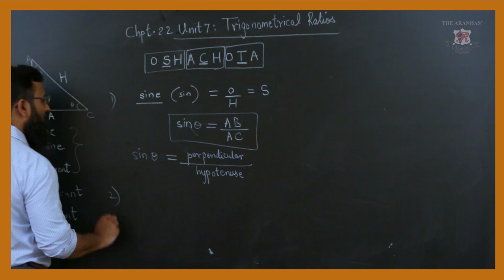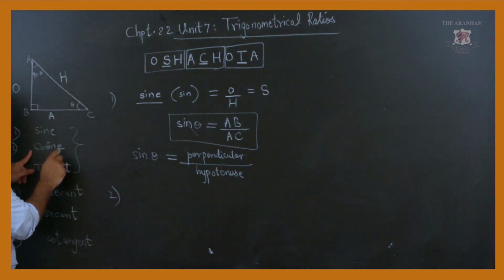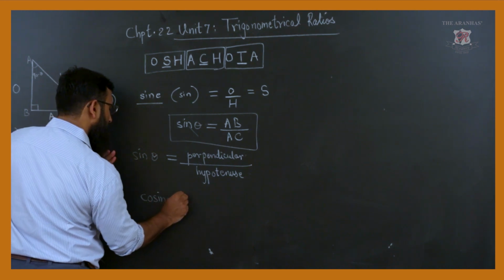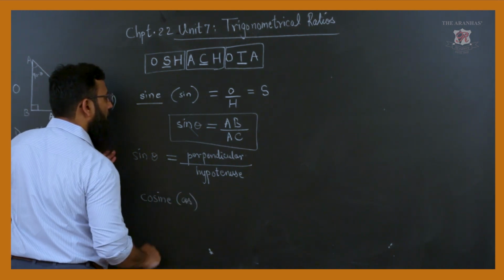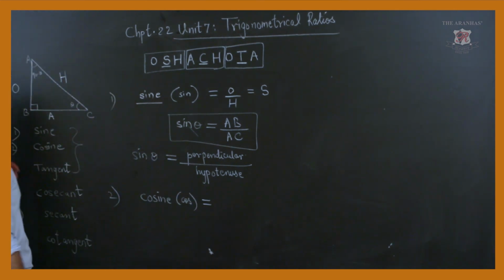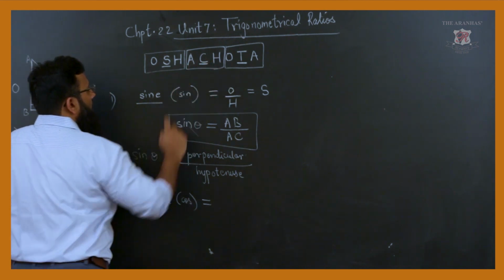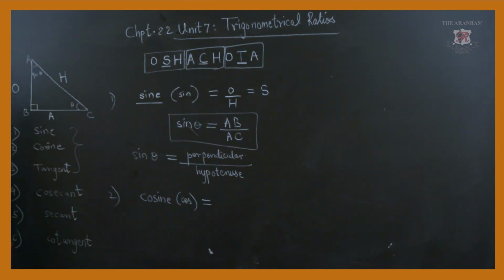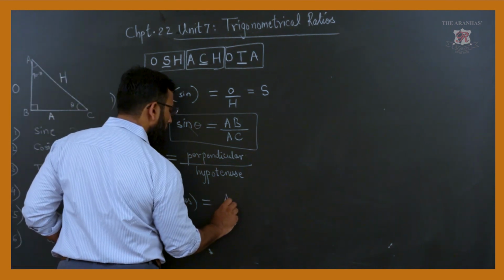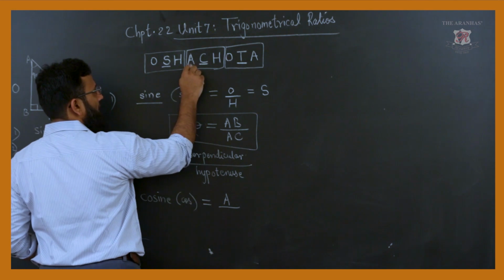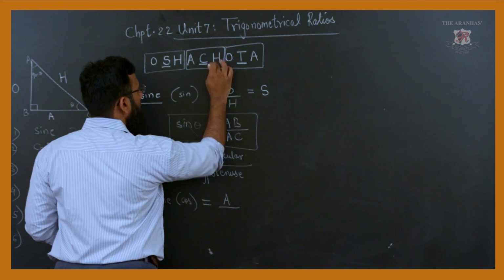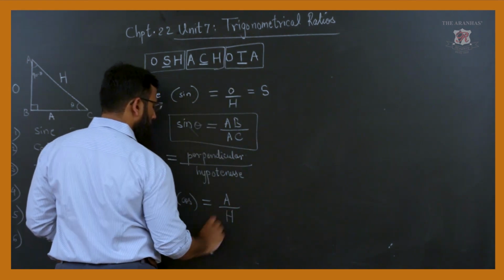Let us go for the second one. We know second one is cosine. So I will write here cosine in bracket cos, which is equal to, look at the neighboring alphabets or letters, A and H are left. So I will write that A in numerator. Always remember, the left hand side is the numerator, the right hand side is the denominator.